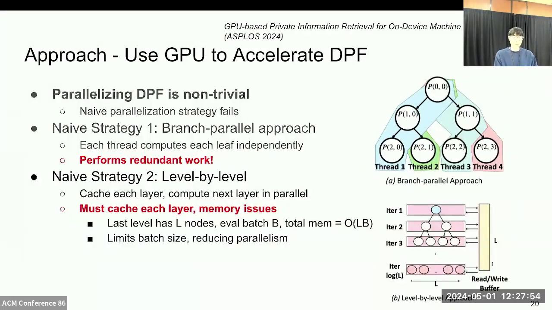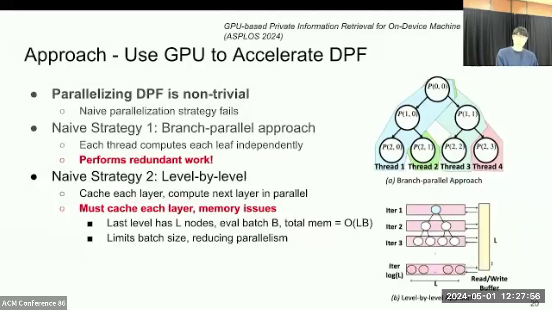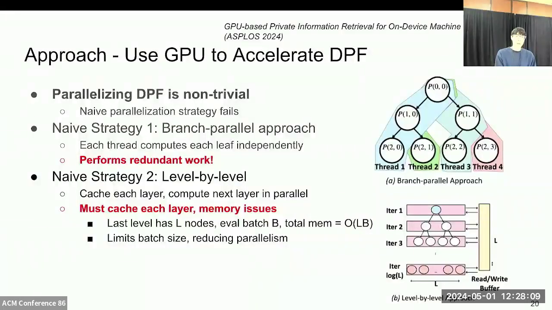And when you reach a memory capacity issue, you ultimately have to reduce the batch size. And reducing the batch size reduces parallelism, and reducing parallelism reduces computational efficiency. And so our second naive strategy of performing a level-by-level approach doesn't work very well because of memory capacity issues, which ultimately limit the batch size that you can use, limiting performance.